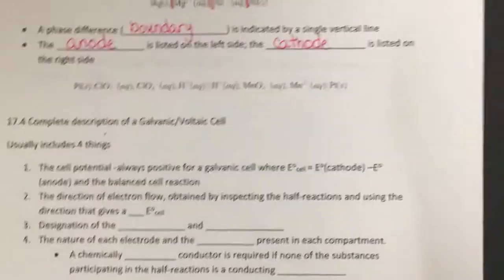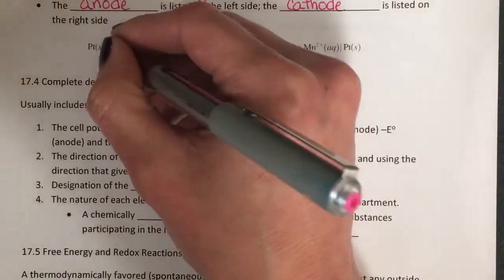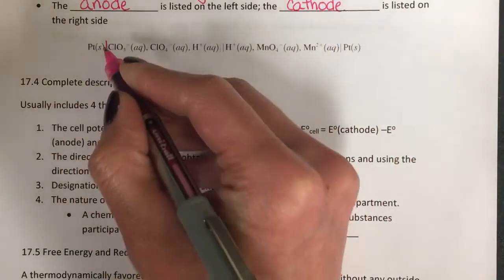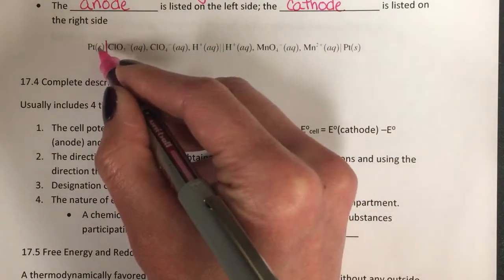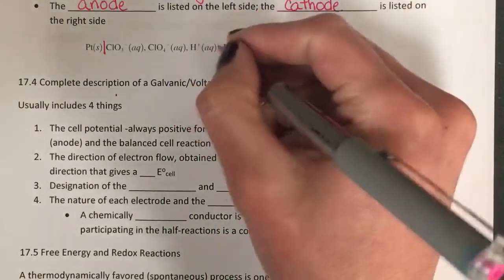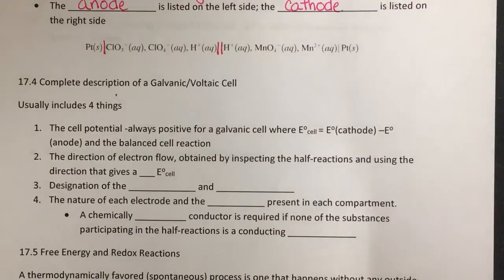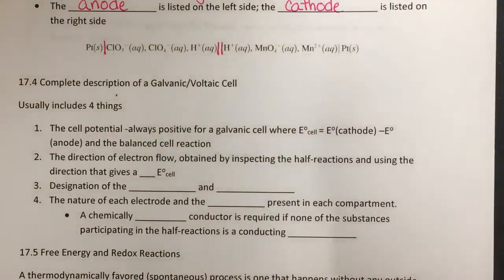Okay? If you notice, if I have multiple ions, like I do down here, the single line only separates different states. So my solid is here. Everything that is aqueous goes together. I've got my salt bridge. Again, I've got multiple ions. They all get written together. The single line separates different states.